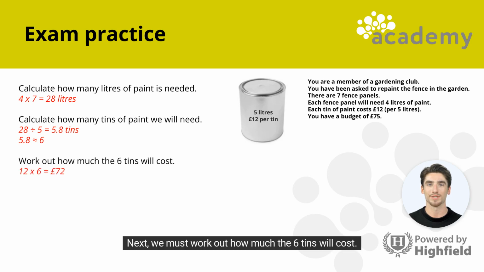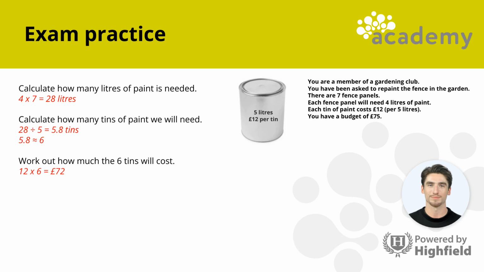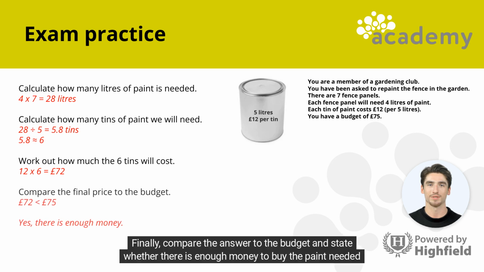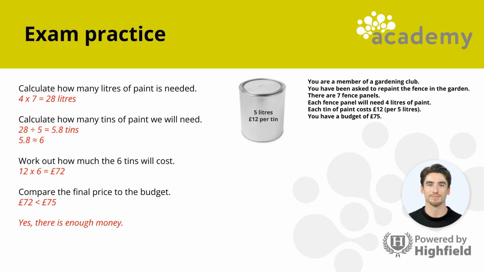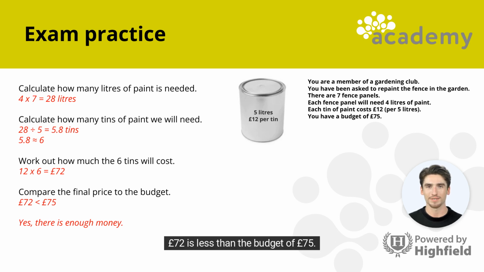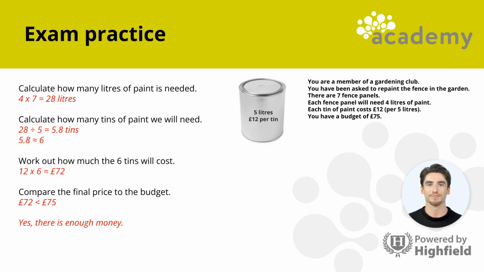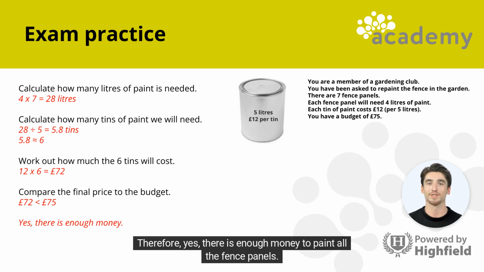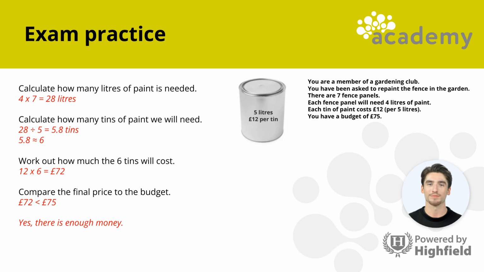Next, we must work out how much the 6 tins will cost. Each tin is £12. 12 multiplied by 6 equals 72. Finally, compare the answer to the budget and state whether there is enough money to buy the paint needed to paint the fence panels. £72 is less than the budget of £75. Therefore, yes, there is enough money to paint all the fence panels.